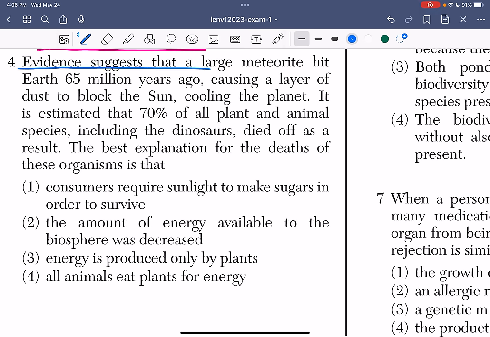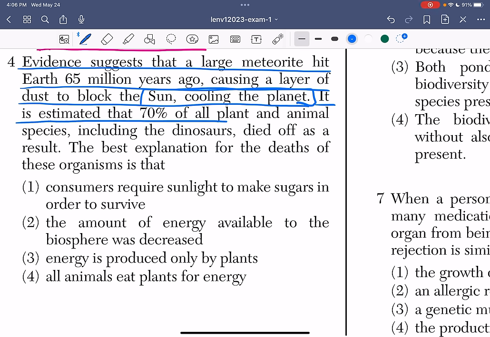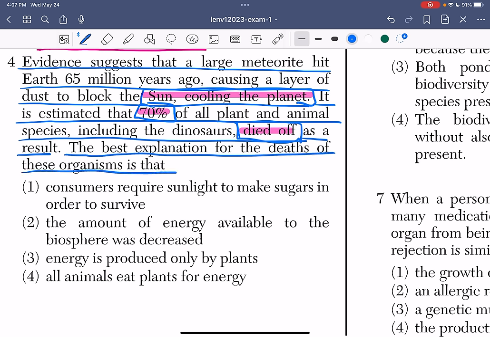Evidence suggests that a large meteorite hit Earth 65 million years ago, causing a layer of dust to block the sun, cooling the planet. I'm going to annotate cooling planet. It is estimated that 70% of all plant and animal species, including the dinosaurs, died off. So 70% died off. Just annotating some key notes here. Died off as a result. The best explanation for the deaths of these organisms is that, so let's take a look at our choices.